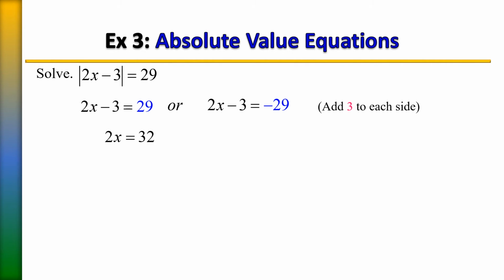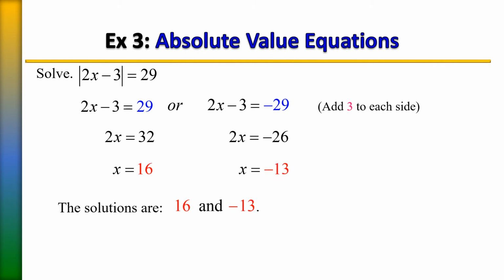Next, divide by 2, and x equals 16. For the second equation, let's go ahead and add 3 to each side. Divide by 2, and x equals -13. So my two solutions are 16 and -13.